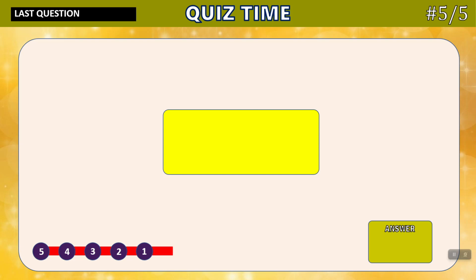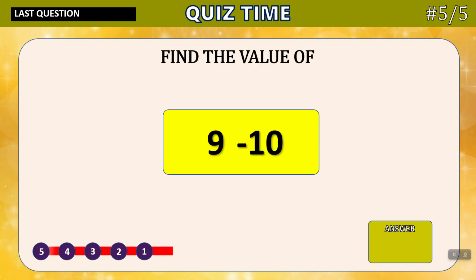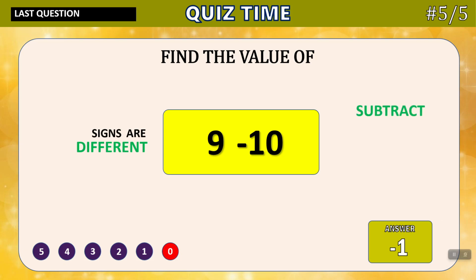Final question. Find the value of 9 - 10. Time's up. The answer is -1. The 9 does not have a sign, but we just said that when we don't see a sign, it is a positive. And so the signs are different. +9, -10. When they are different, we subtract.